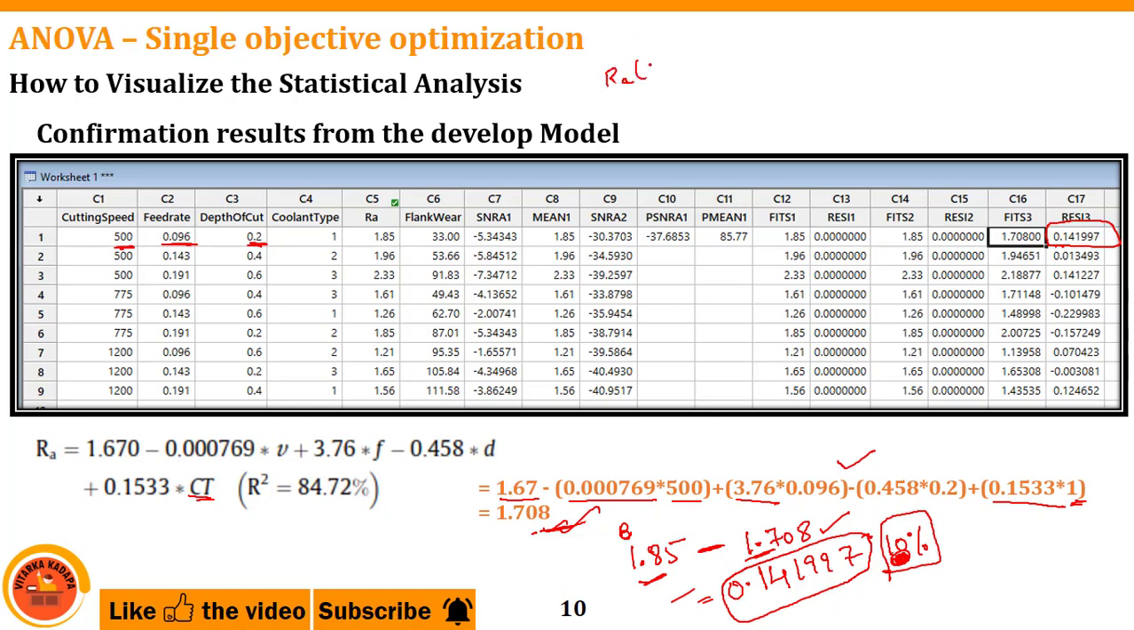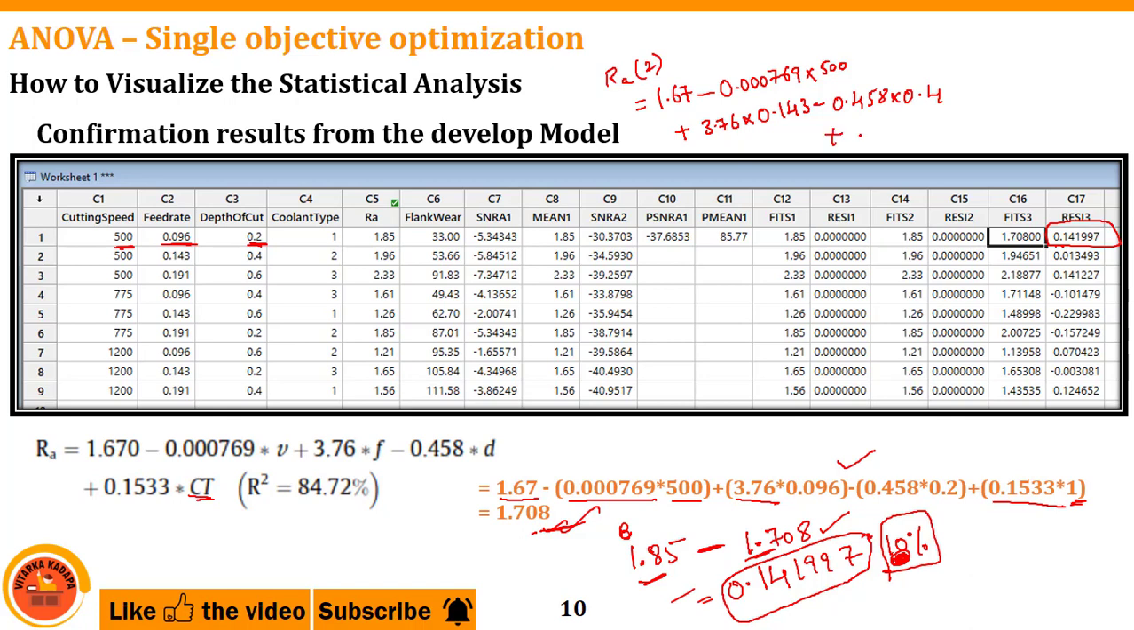RA for second experiment: 1.67 minus 0.00769 multiplied by 500, plus 3.76 into, what is the second level, 0.413143, minus 0.458 multiplied by D, the depth of cut, which is 0.4 multiplied by 0.4.